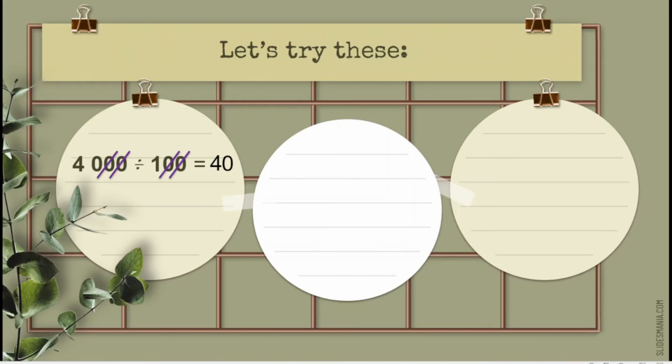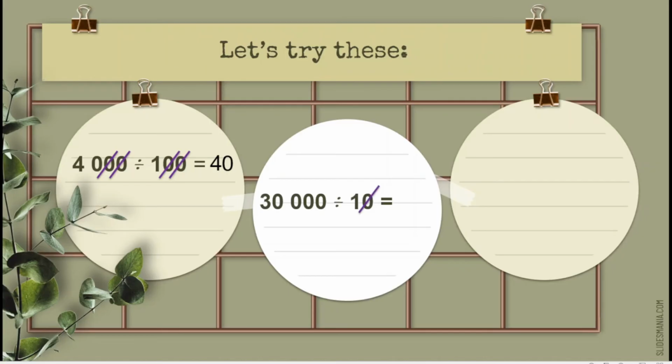How do you find it? Is that easy or do you find it difficult? Let's try another example. 30,000 divided by 10. What will you do first?